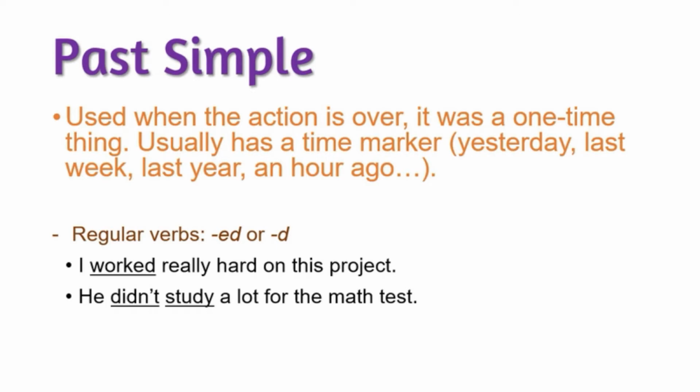In the negative and in the interrogative forms, we use did as the auxiliary. So did is already showing that the sentence is in the past. So we don't need to put ed in the verb. We don't need to change the verb, let's say like that. So we just put did or didn't, and the main verb stays the same. He didn't study a lot for the math test. And in the question, did you want a car?